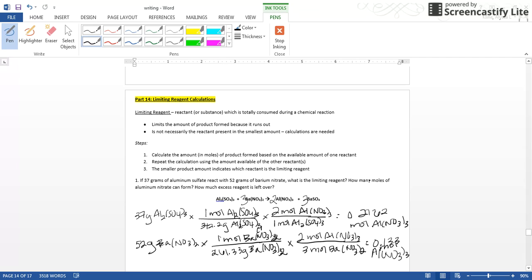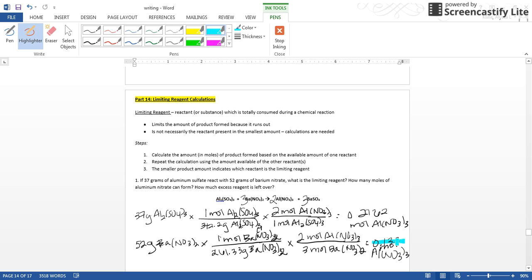Okay, so next thing we need to do is decide which of these 2 values would be smaller. So if we look at these, we have this number here, 0.2162, and this number here is 0.133. So if we decide which one of those 2 values is smaller, that'd be this one, okay? Which means that this reactant will run out when we hit 0.133 moles of aluminum nitrate. This one could keep going until we get to 0.2162 moles, but this one will be all gone, so it can't continue to go there.